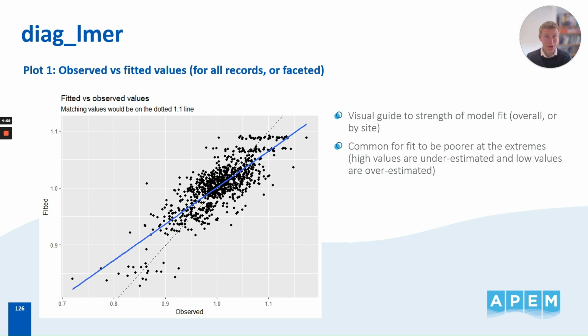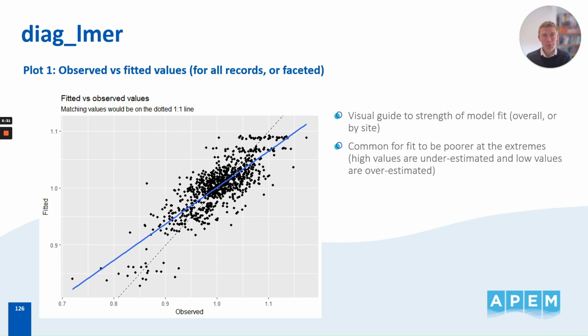That obviously doesn't happen in reality, and so instead we can draw a blue diagonal line through the data to show on average what the fitted values are and how those correspond to the observed values in our data set. This scatter plot provides a visual guide to the strength of the model fit. The more tightly clustered the points are around the blue line, the closer the fitted values are to the observed values.